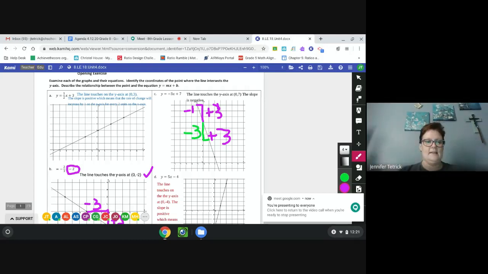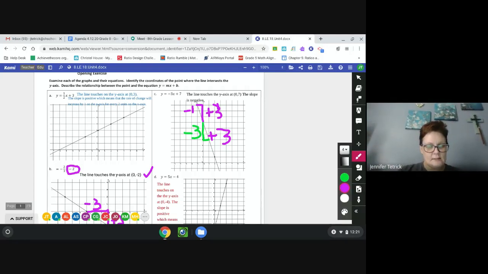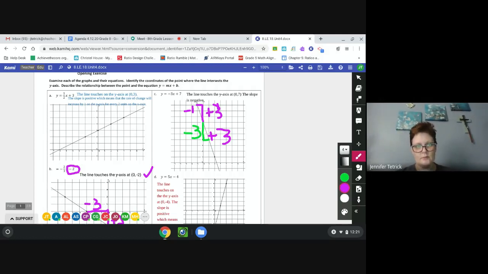What made letter A easy to find in terms of finding where the line touched the y-axis? There's no right or wrong answer. You can unmute yourself and talk. Some of you may have used the equation. Some of you may have not. I just want to hear your thinking.